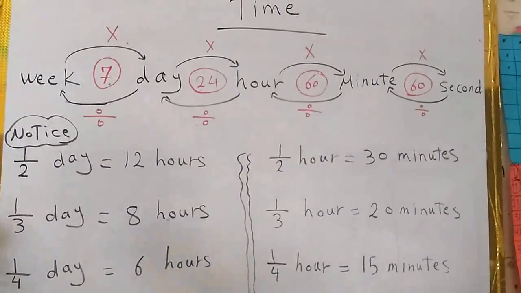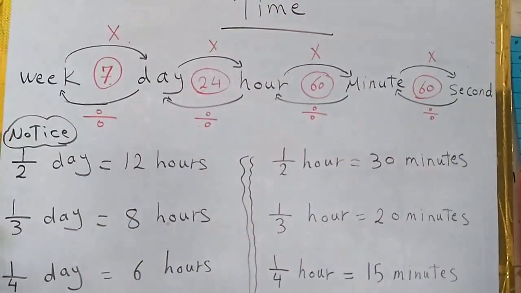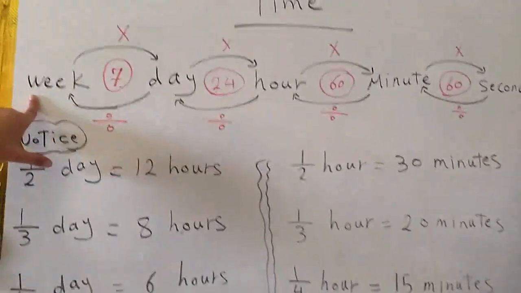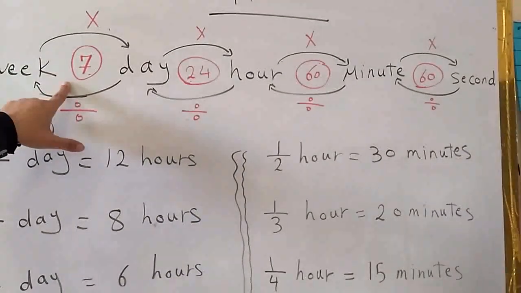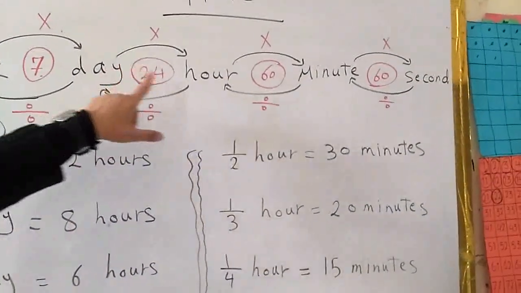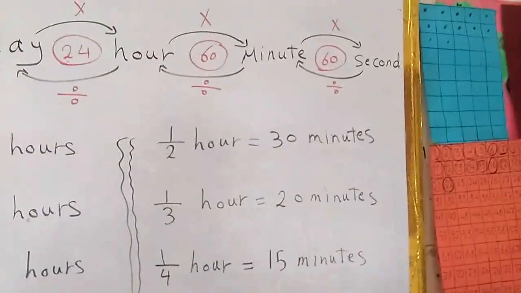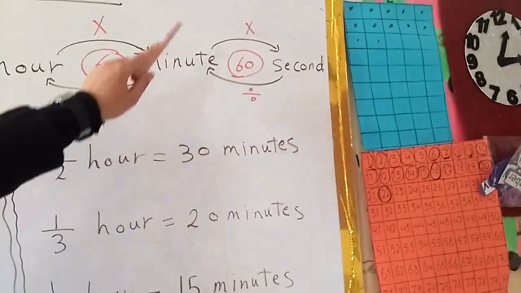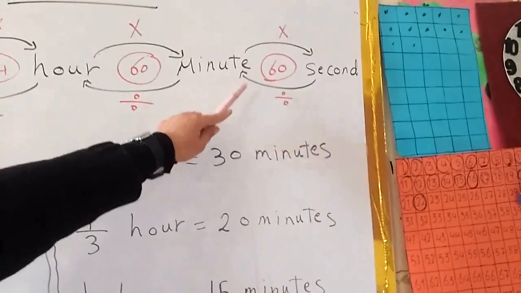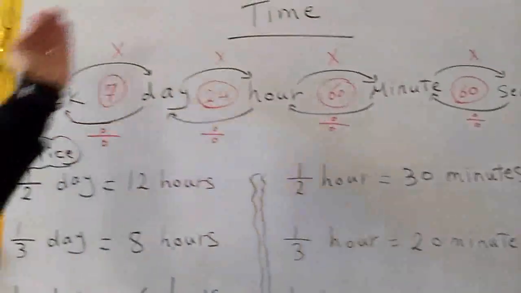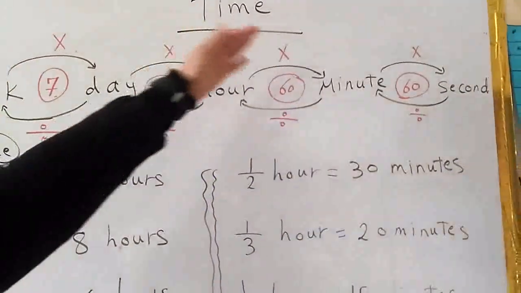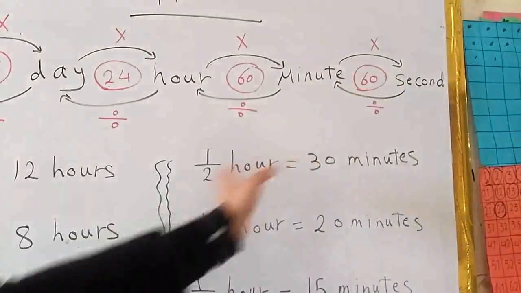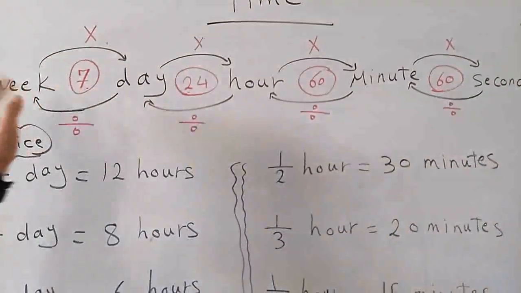Okay, now let's know how to convert from one unit to another unit. Okay, a week equals how many days? A week equals 7 days, and a day equals 24 hours, and an hour equals how many minutes? 60 minutes, and a minute equals how many seconds? 60 seconds. So when we move from the bigger to the smaller one, we use multiplication, and when we move from the smallest to the greatest one, we use division.